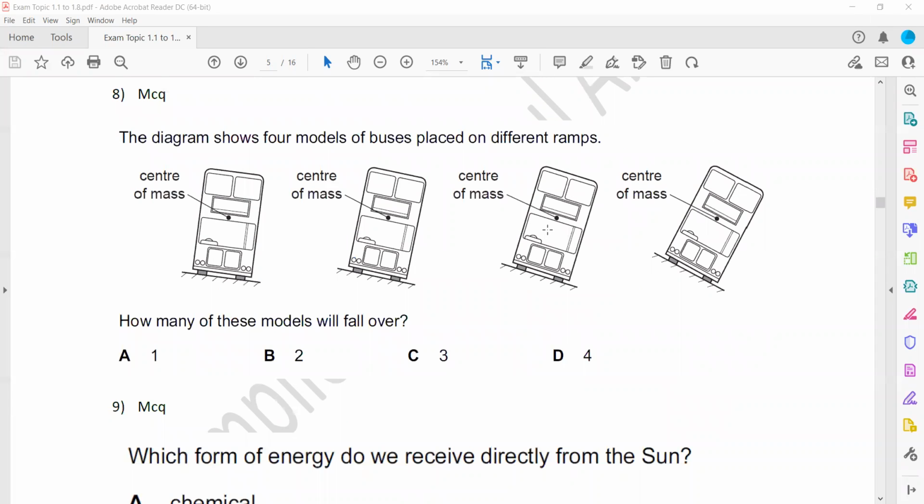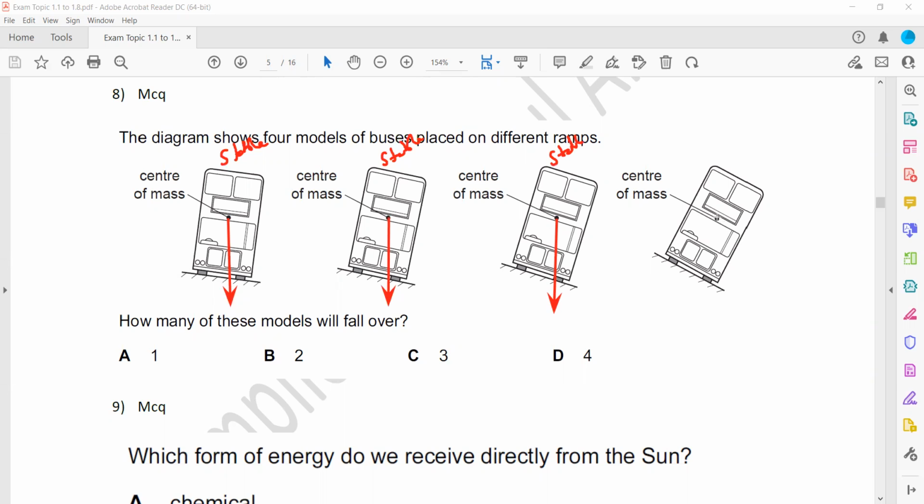Okay, the diagram shows four models of buses placed on different ramps. How many of these models will fall over? When we draw a line for the weight, if the weight is passing through the base, it will be stable. It will not topple or fall over. When we draw a line perpendicular, the weight acting downward again passes through the base, so this will also be stable. Stable means it will not fall over. The line representing the weight here also passes through the base, so this will also be stable.